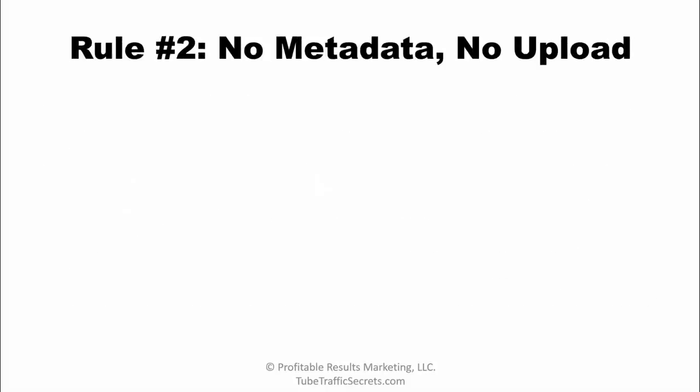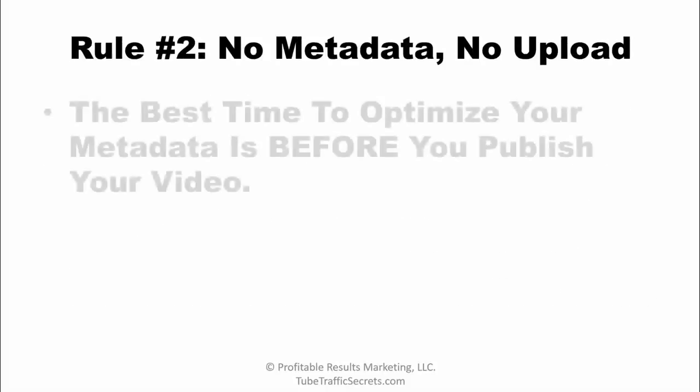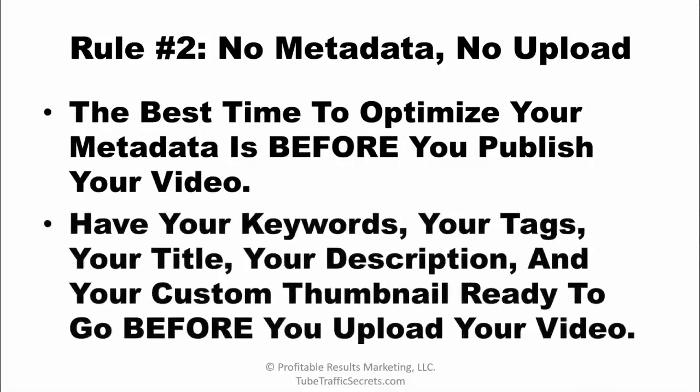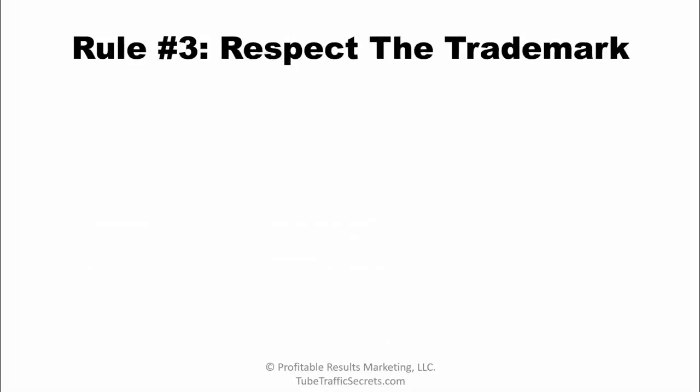Now, rule number 2, no metadata, no upload. The best time to optimize your metadata is before you publish your video. Now, that means that you should have your keywords, your tags, your title, your description, and your custom thumbnail written and ready to go before you start uploading your video to YouTube.